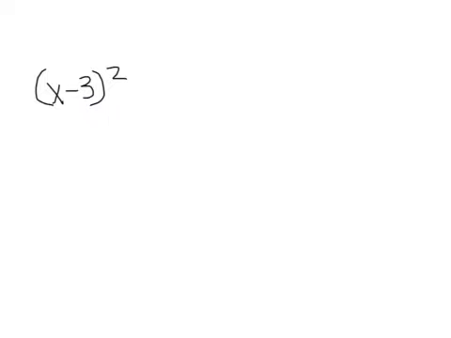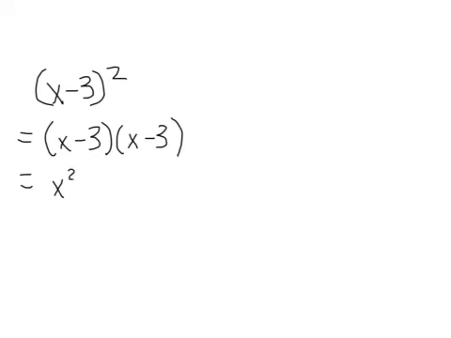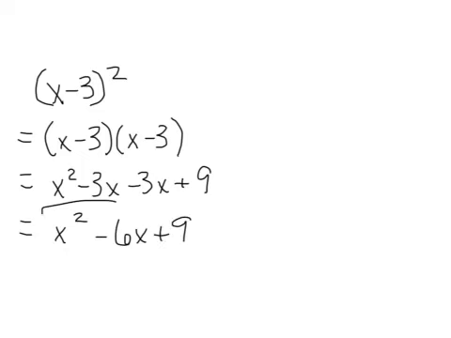In the case of x minus 3 quantity squared, we have to first remember to write x minus 3 times x minus 3. Then it's evident that this is a simple FOIL problem where when we expand, or when we FOIL, we get x squared minus 3x minus 3x plus 9, which then, combining like terms, we're down to x squared minus 6x plus 9.